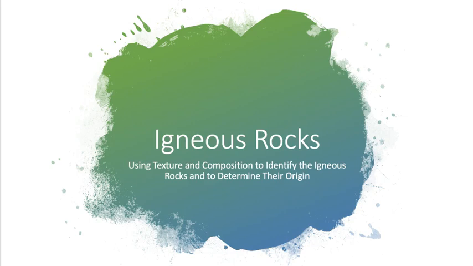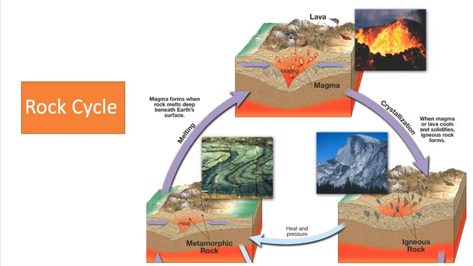Igneous rocks: using texture and composition to identify the igneous rocks and to determine their origin. Let's start with the rock cycle here. I've zoomed in on the igneous rocks portion of the rock cycle, which must start with melting. Melting of any pre-existing rock, whether that's sedimentary, metamorphic, or igneous, does not matter. Melting happens under unique conditions close to the Earth's surface.